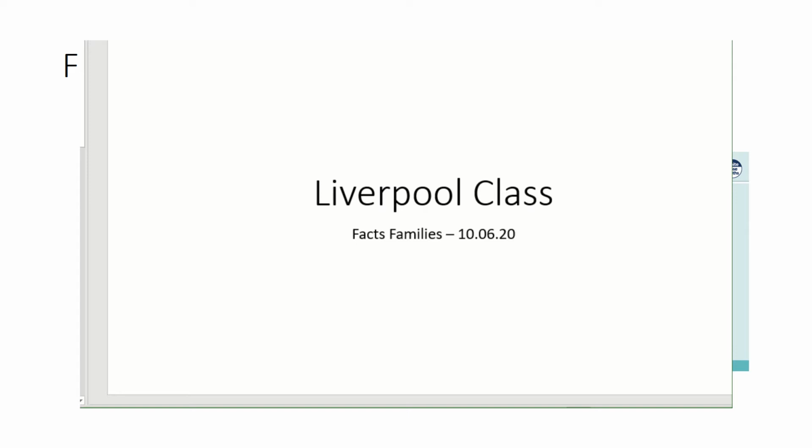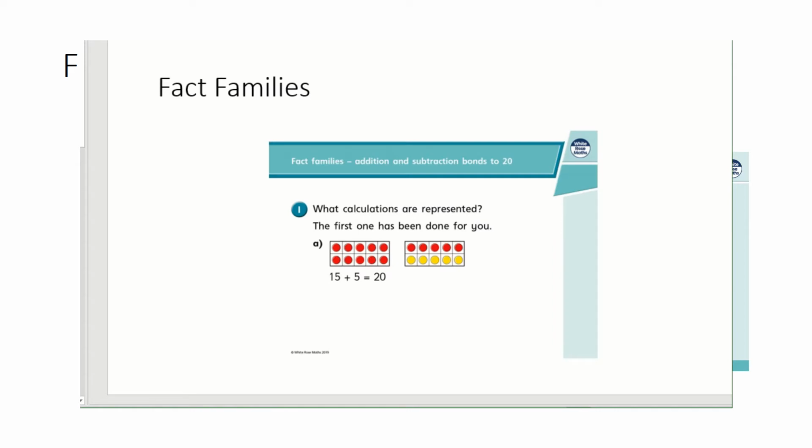We're going to have a look at some fact families. We're going to have a look at the relationships between numbers. We've done this before, so let's have a look at this. Look, addition and subtraction bonds to 20. Now we know that addition and subtraction are the inverse of each other, and we can write up to 8 calculations for addition and for subtraction for each one.